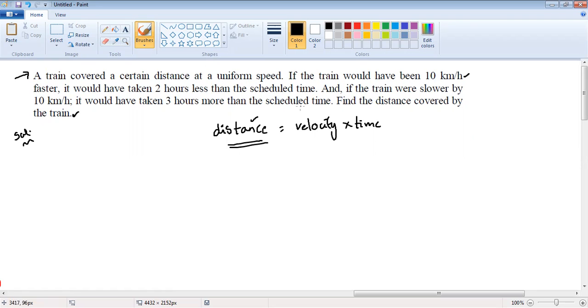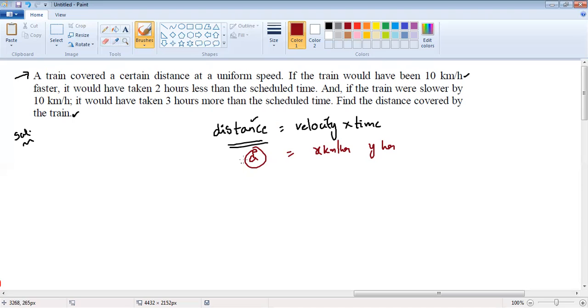Let the speed, or velocity, of the train be x, and the time taken be y. So x is in kilometers per hour and y is in hours. In every case, just imagine the distance is common. Say Mumbai to Hyderabad, Hyderabad to Mumbai. If you go to and fro, both are the same.